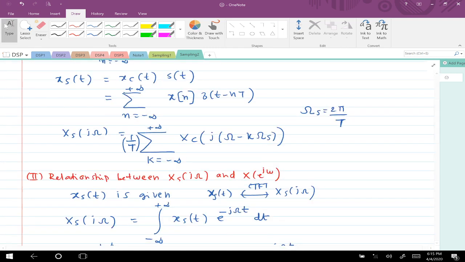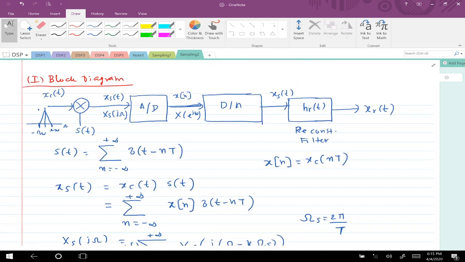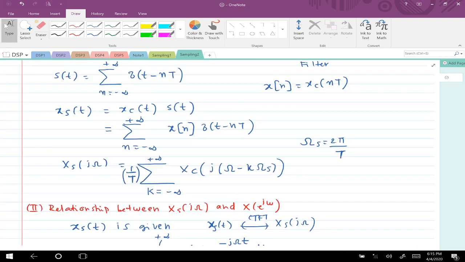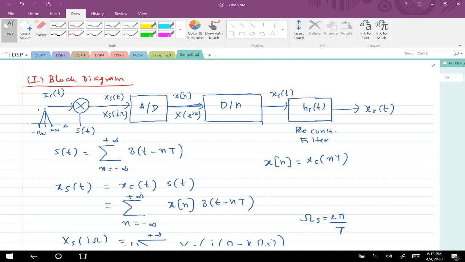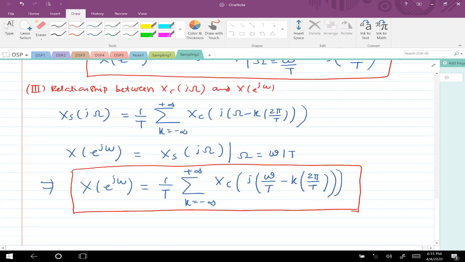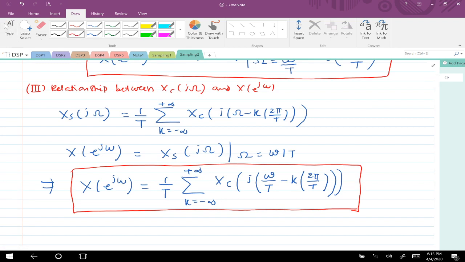So if you now directly combine both and interpret the x of n spectrum with respect to the spectrum of xc of t, you will have multiple copies of it placed at capital omega times t, that is where each copy is placed, and its magnitude is scaled by a factor of 1 by t. That's how you could interpret this final equation that gives you the relationship between xc of j omega and x of e power j omega.